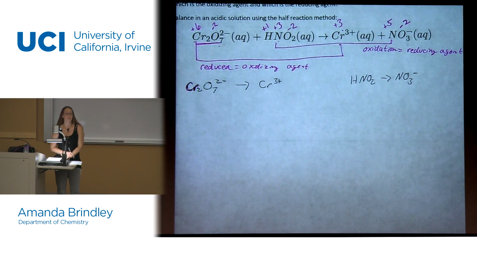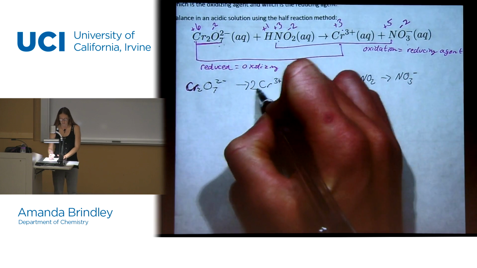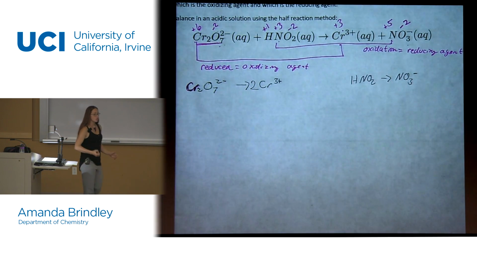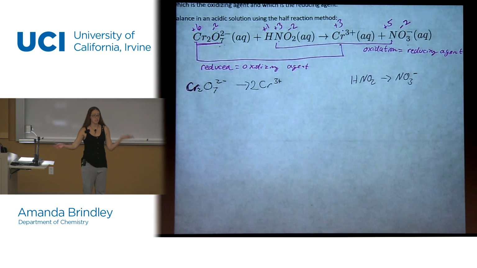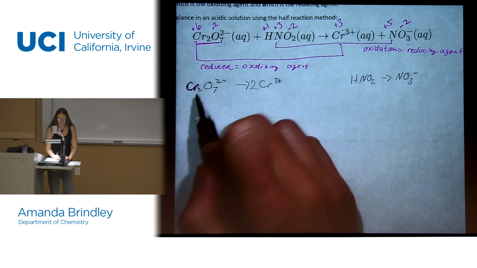Step 1, balance everything that isn't hydrogen or oxygen. What do we do? Put a 2 on the chromate. Now, balance your oxygens using water. Yeah, sure, that's going to mess up your hydrogens probably, but that's okay. We'll fix that later. How many oxygens do I have on this side?